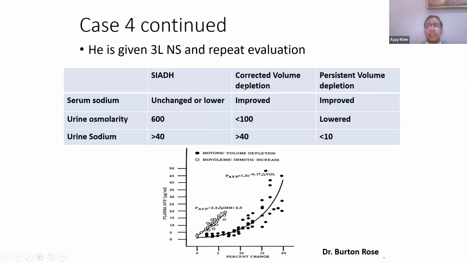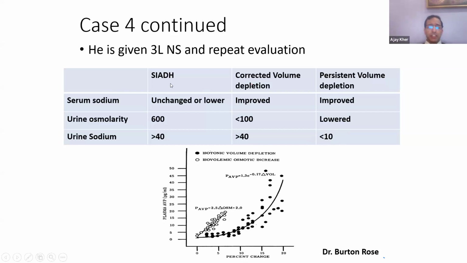If we have completely corrected the volume depletion, serum sodium will improve rapidly. The urine osmolarity will come down to less than 100, because as soon as you get below this 5% to 6% volume loss, and you're very close to their natural volume, the ADH will shut down. Once you've completely corrected the volume, the urine sodium will go up to 40. If you've only partially corrected it, urine sodium will still be less than 10 because your renin-angiotensin-aldosterone system is still active. As soon as it shuts down, the urine sodium will come out at more than 40.